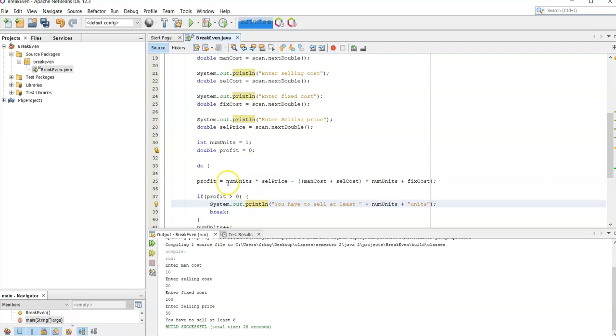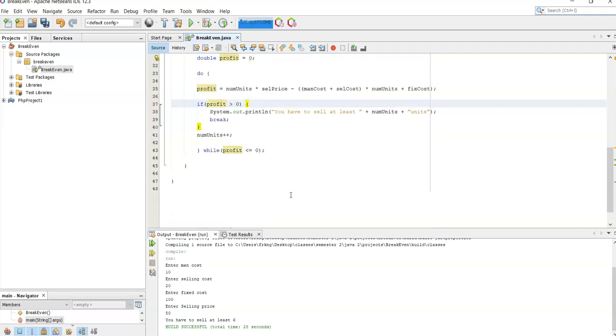300. Okay, here is the 300, and the manufacturing cost and selling cost is 30. 30 multiplied by 6 is 180, plus fixed cost 100. So it comes to 20 profit. Okay, so it looks nice. So let's try again.